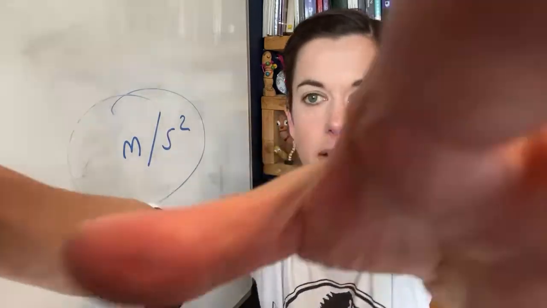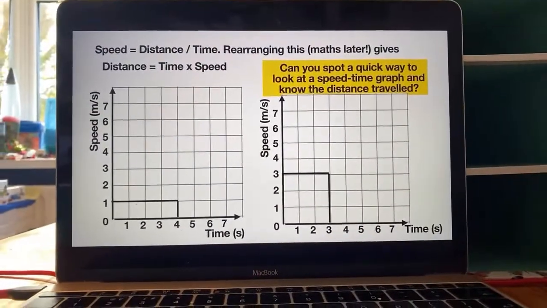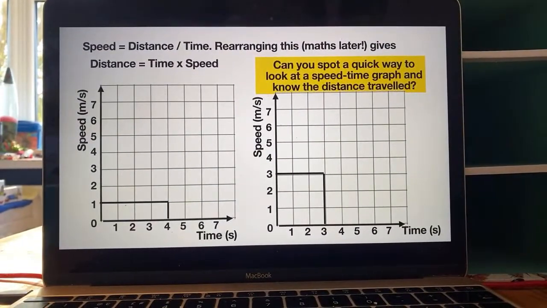Right, another little tricksy question for you. Speed equals distance divided by time. Rearranging this gives distance equals time times speed. If speed equals distance divided by time, you can rearrange that and you get distance equals time multiplied by speed. Can you spot a quick way to look at a speed time graph and know the distance travelled? Speed time graphs can do something awesome that distance time graphs can't do. What can speed time graphs do that distance time graphs can't do? There's a really easy, quick way of looking at a speed time graph and knowing the distance that the thing travelled. Can you see it?